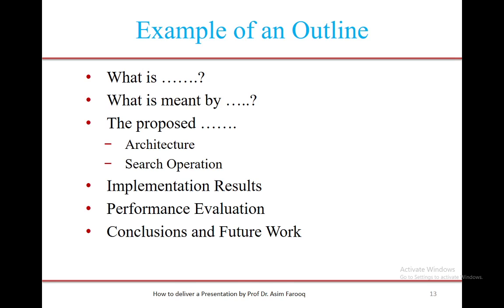So the example of the outline should be: what is meant by the proposed architecture, search engine, conclusion and future work. Do not go into so much detail. Basically, what is your title, you should also explain that, and what you want to achieve, what you propose, this whole methodology. And then when you apply the same methodology, the results, what type of performance evaluation you got, what you have concluded, and what is your future work.